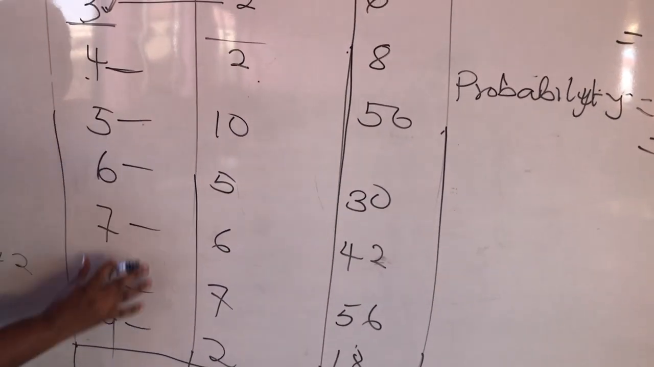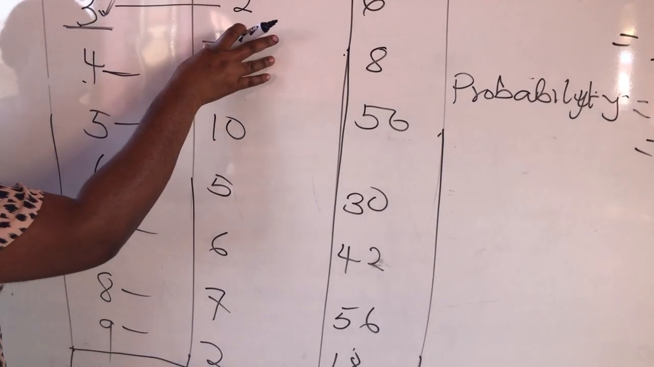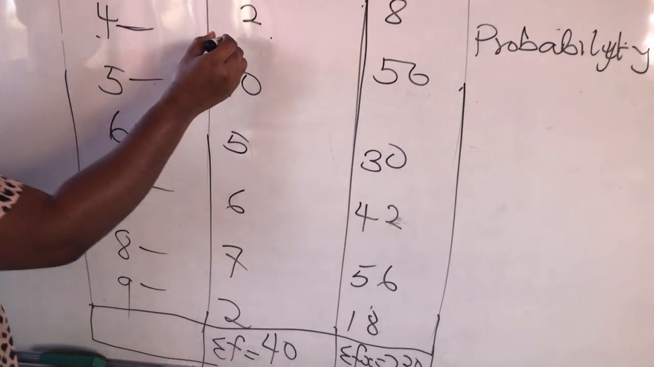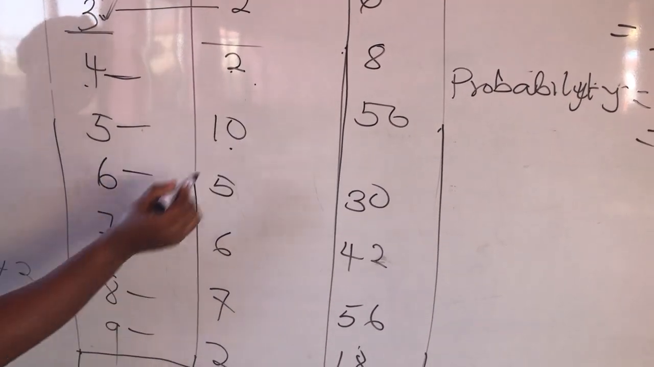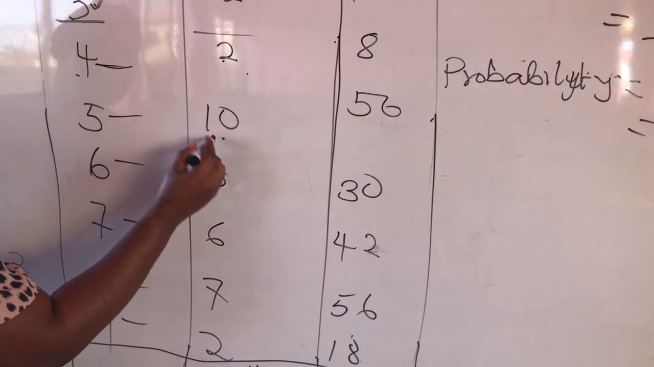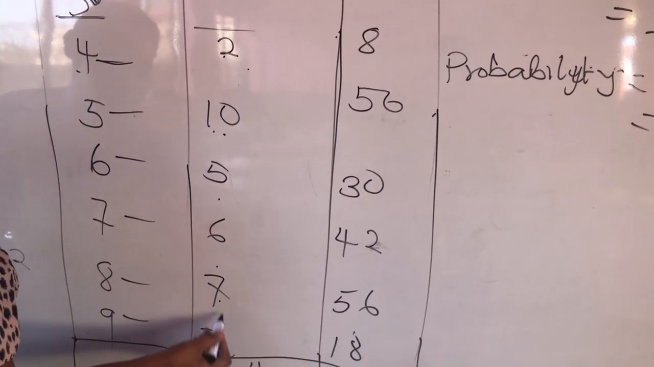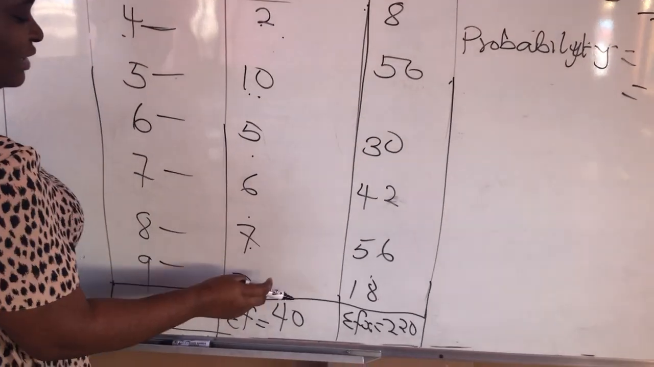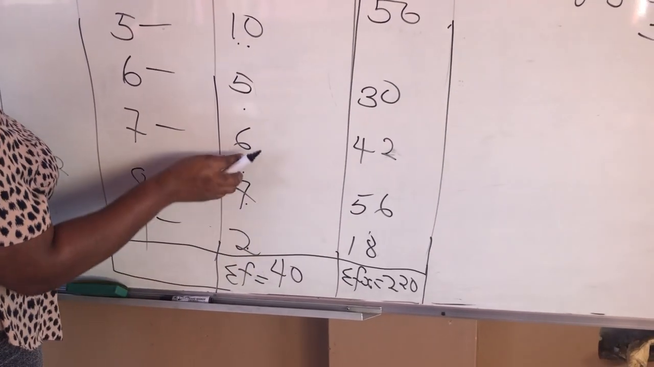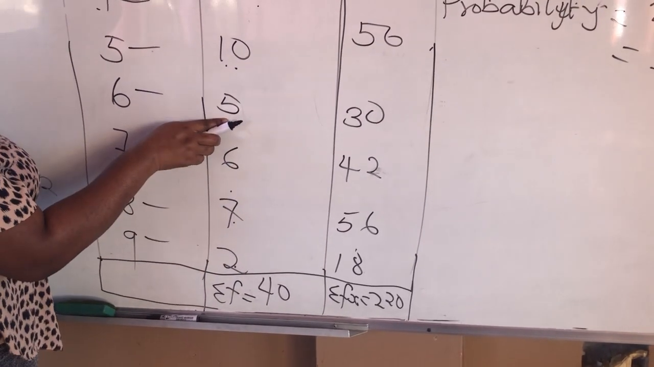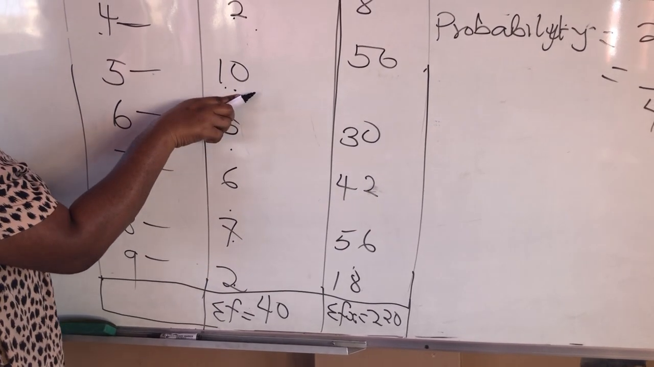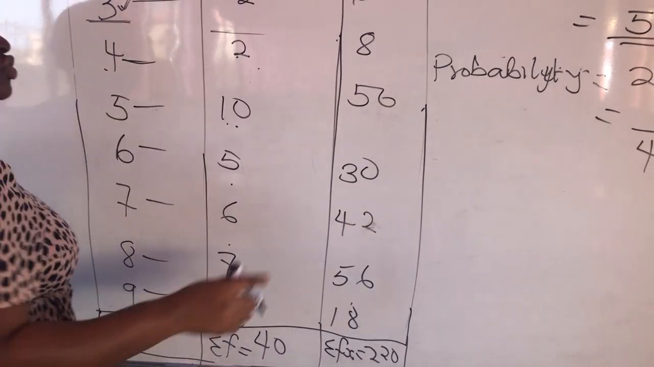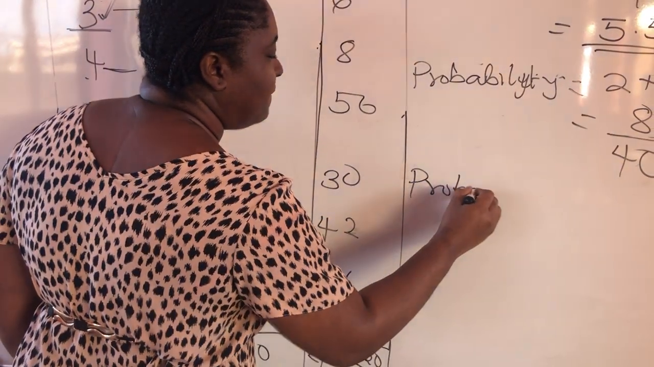Now after you focus on the marks that passed, you move to the frequencies attached to those marks, right? So now we are looking at 2, 10, 5, 6, 7, and 2, right? So we have 9 here. 9 plus 6 is 15. 15 plus 5 is 20. 20 plus 10 is 30. 30 plus 2 is 32.